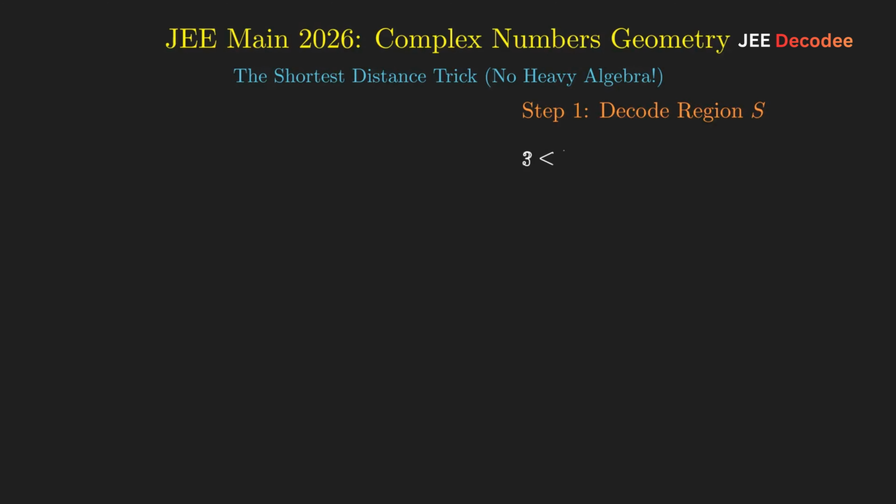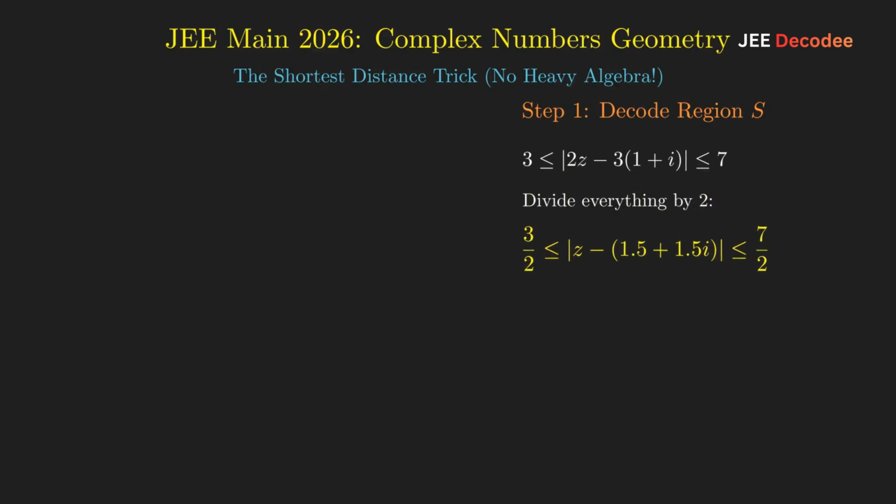We are given a strict inequality. 3 is less than or equal to the modulus of 2z minus 3 minus 3i, which is less than or equal to 7. To turn this into standard circle equations, we must make the coefficient of z exactly 1. Let's divide the entire inequality by 2. This gives us 3 by 2 is less than or equal to the modulus of z minus the quantity 1.5 plus 1.5i, which is less than or equal to 7 by 2.